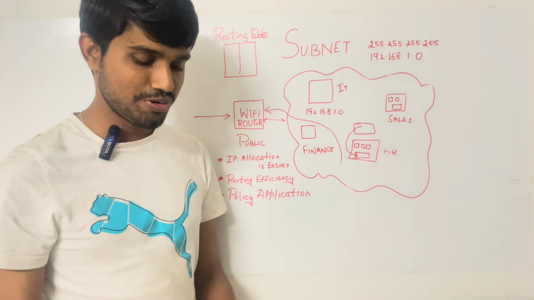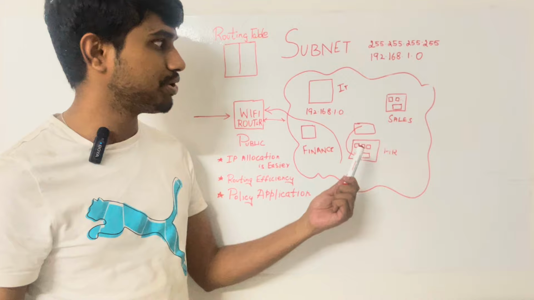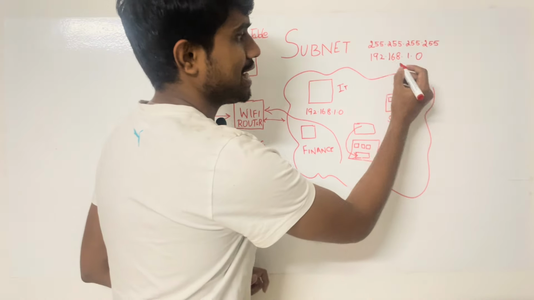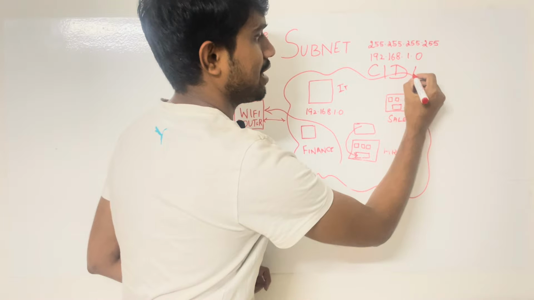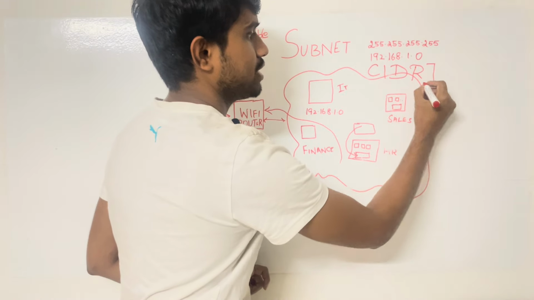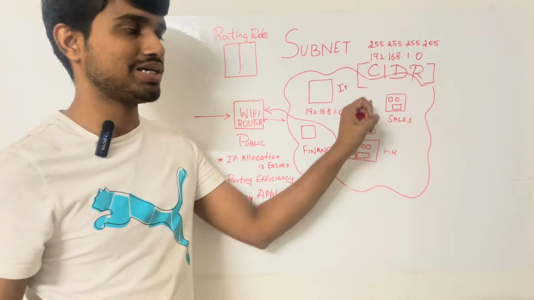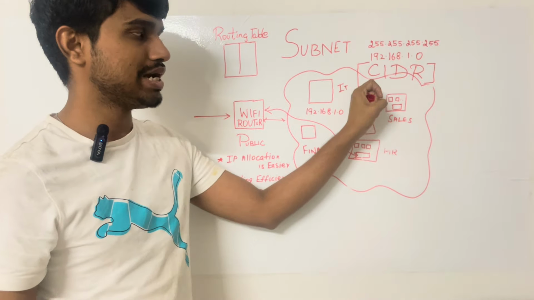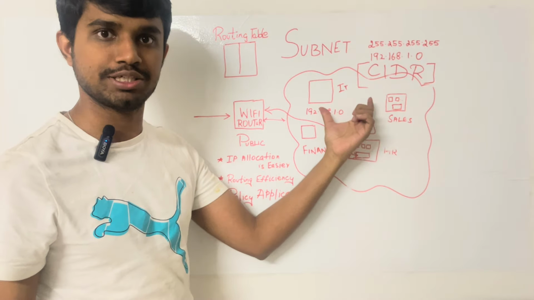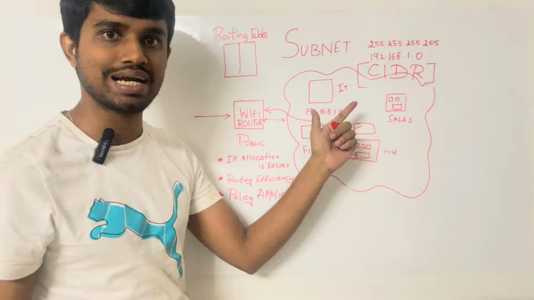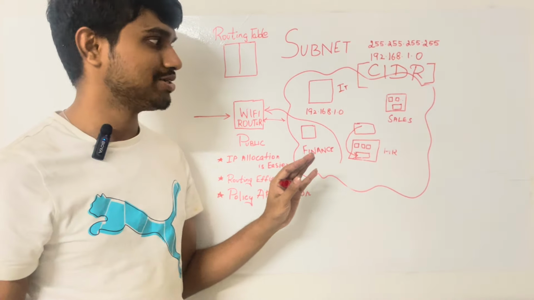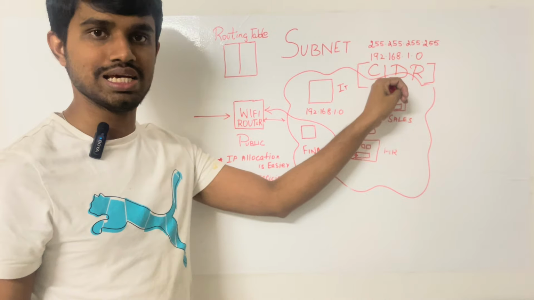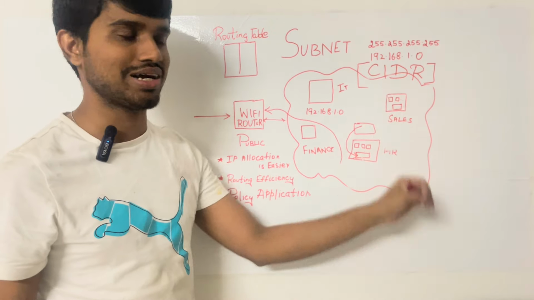Let me know if you have any questions, and I'll also try to cover something called CIDR. CIDR is a way to represent the subnets. Using CIDR, when you see the representation, you will definitely know what range of addresses is assigned to you. So it has made a lot of things easier. I'll explain it to you in another video.